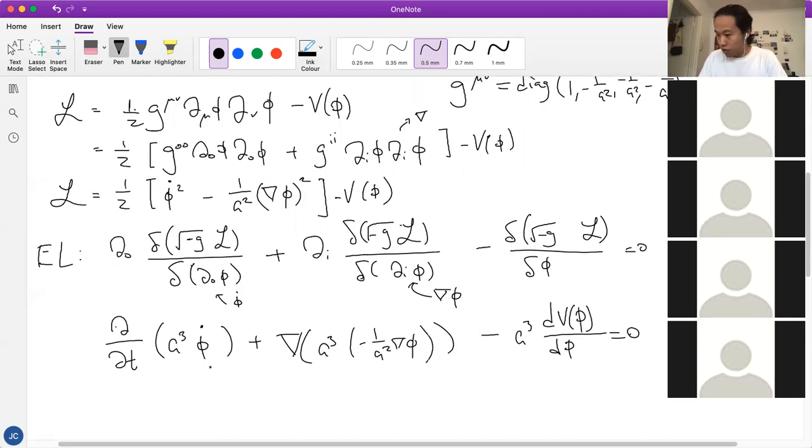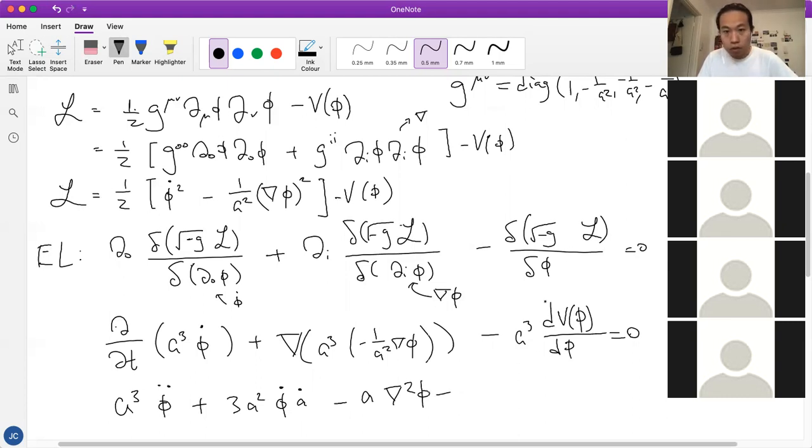And now you just have to go through these derivatives. The only thing is the first one, because both the a and the phi dot are time dependent, so you end up with 2 terms here, but the rest of them are pretty straightforward. So you get a cubed phi double dot plus 3a squared phi dot a dot, minus this one. It gives you 1 factor of a, and then the grad phi with the grad phi again, so you get a Laplacian of phi, and then the last one is just the same.